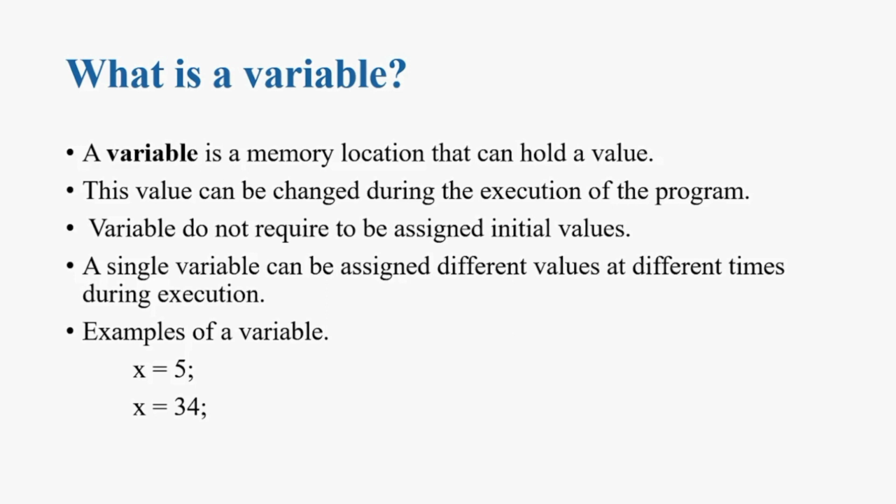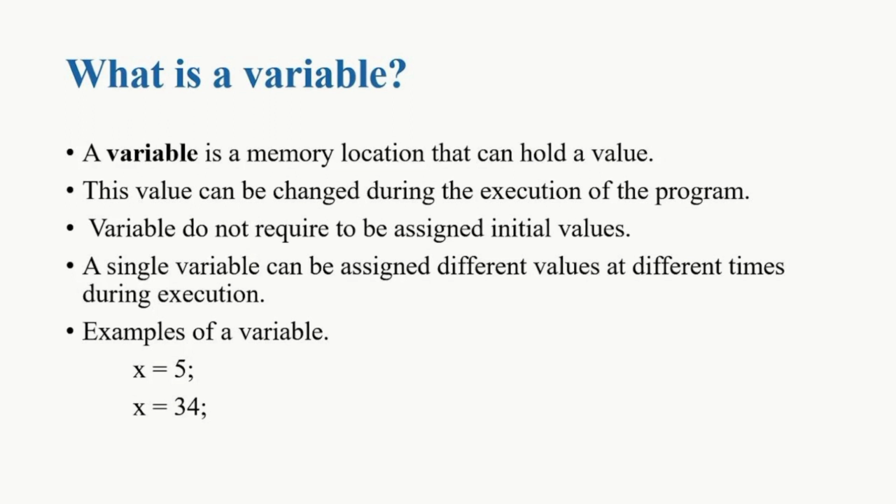What is a variable? A variable is a memory location that can hold a value. When you create a variable, it creates a box in RAM to store the value. This value can be changed during the execution of the program. The value you stored in the RAM can be changed after the declaration.